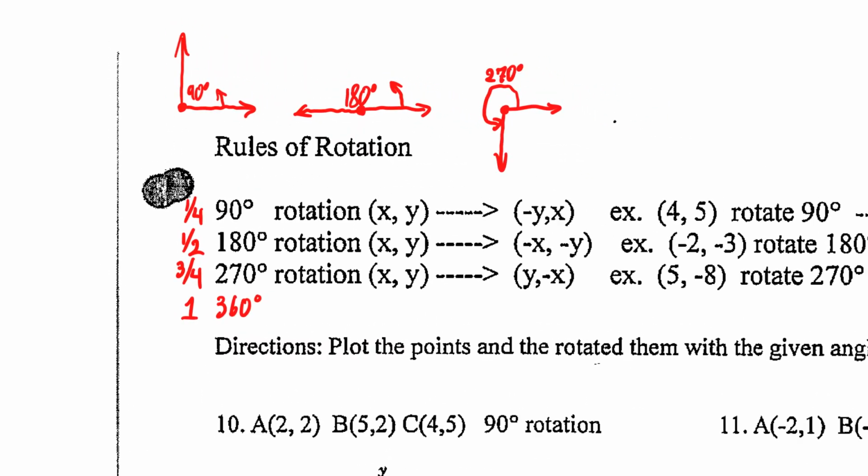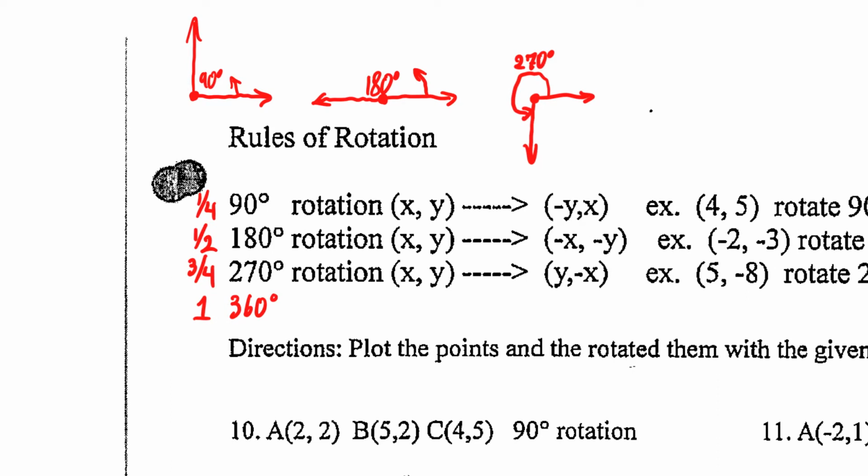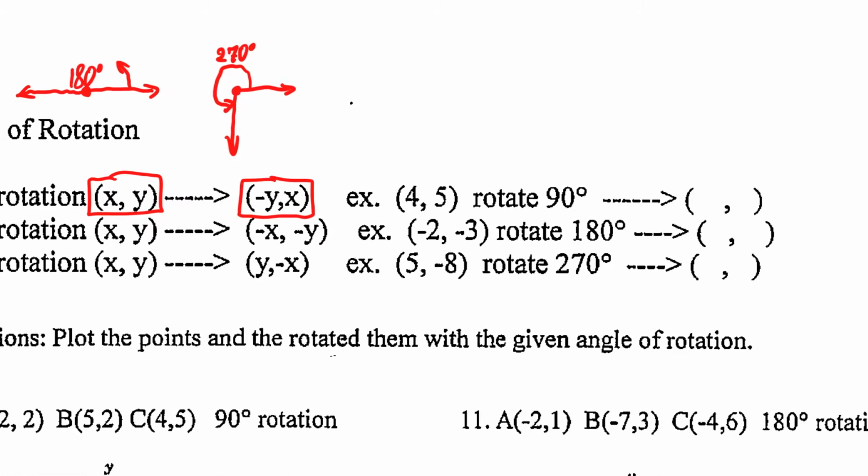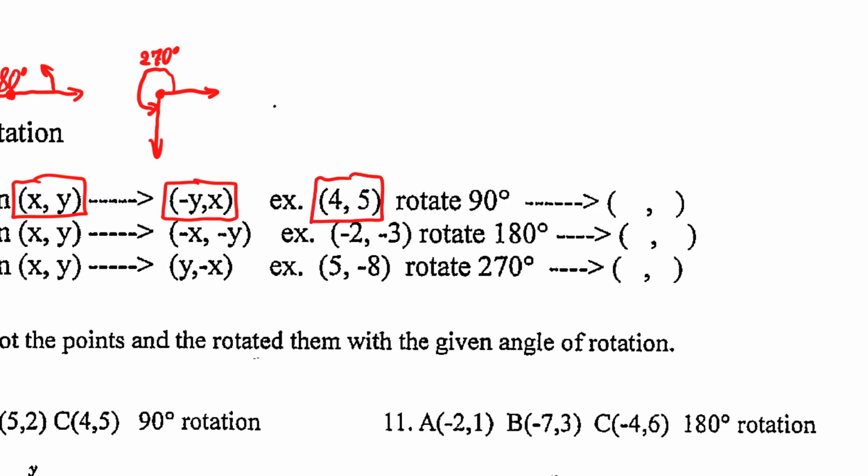Okay, now here's the rules on these basic rotations. A 90-degree rotation, the (x, y) turns into (negative y, x). So what that means is you change the sign on the y, and then you flip the two numbers. If we start off with (4, 5) and we rotate it 90 degrees, where's that going to put that? Good, at (negative 5, 4). Change the sign on the y and then flip them. But you only change the sign on the y. You don't change the sign on the x. You just leave it like it is. If it's negative, it stays negative. We'll see some examples of that in a second.